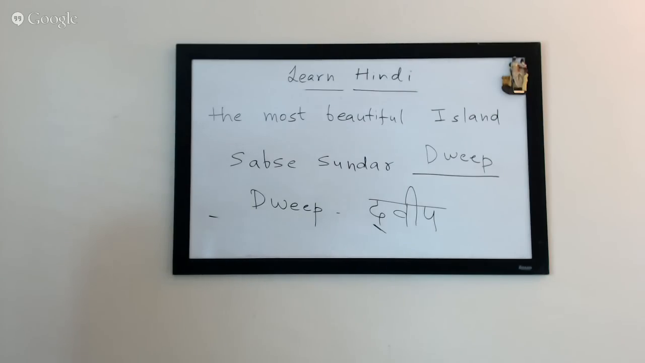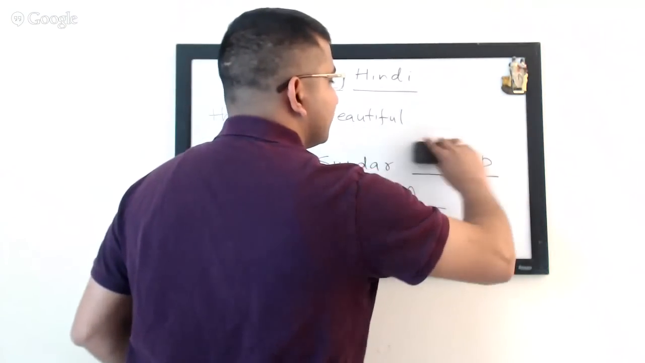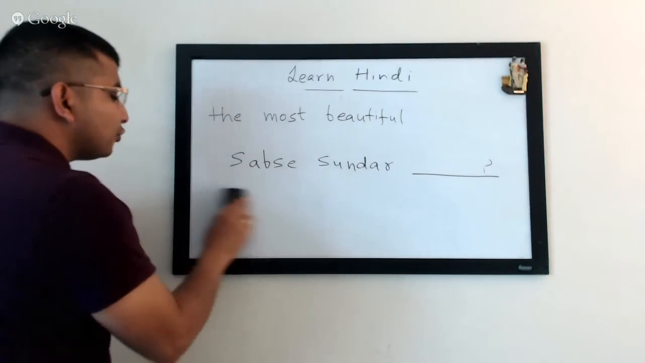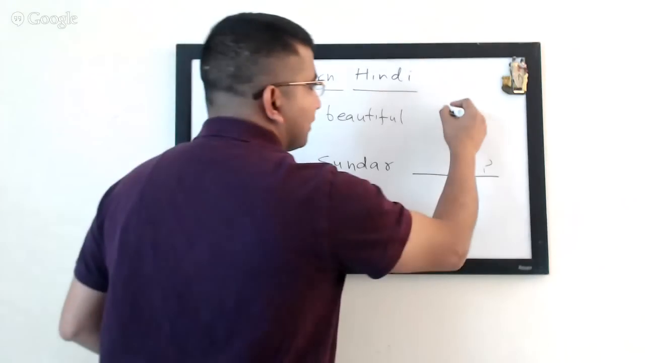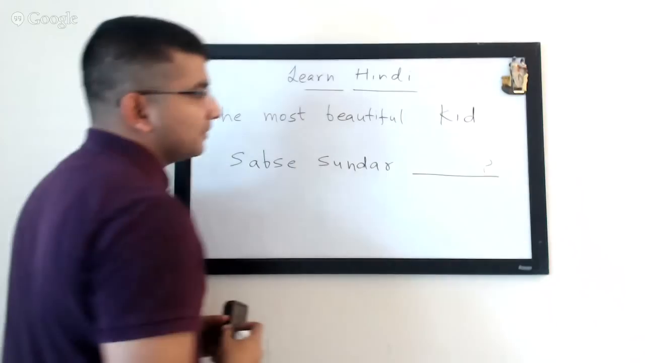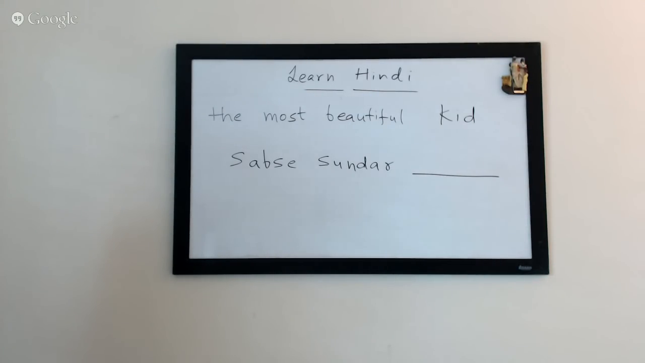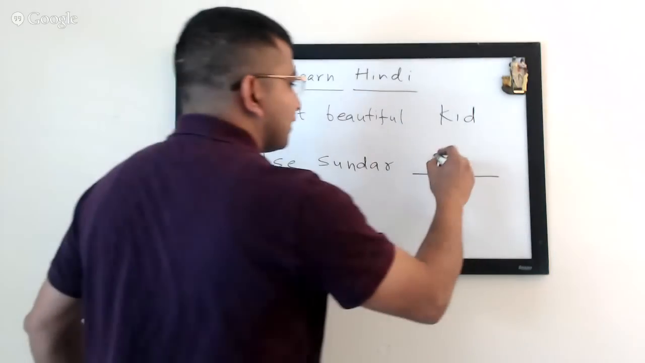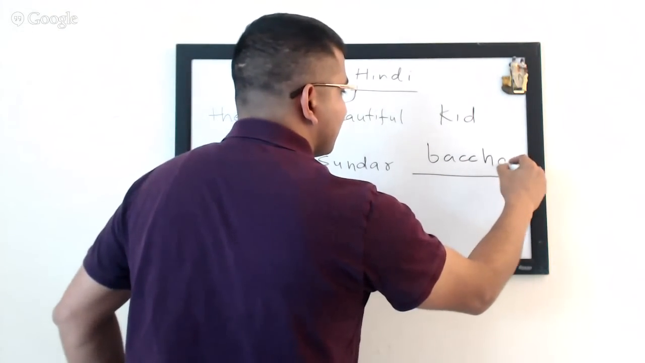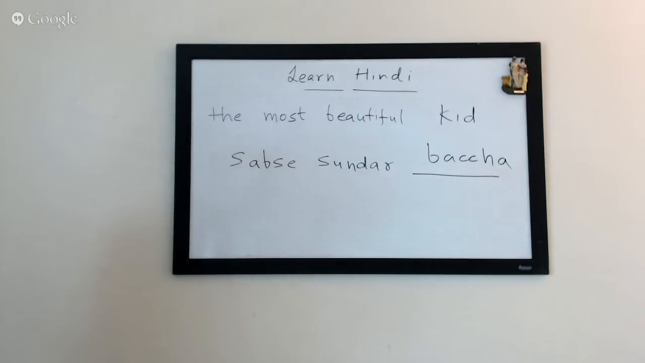Okay. Let's continue the momentum. Let's say the most beautiful. Let's say I want to compliment my son or my kid, and I want to say you're the most beautiful kid. How will I say that in Hindi? This one I'm sure you guys know. So again, I'm going to give you some time. How will you say that in Hindi? The most beautiful kid. Very good. सबसे सुंदर बच्चा. Kid is बच्चा. सबसे सुंदर बच्चा.